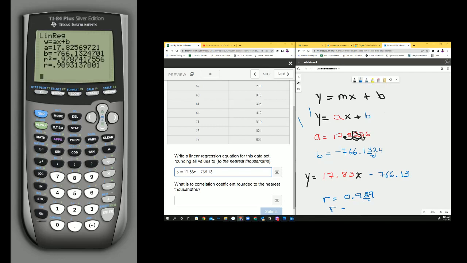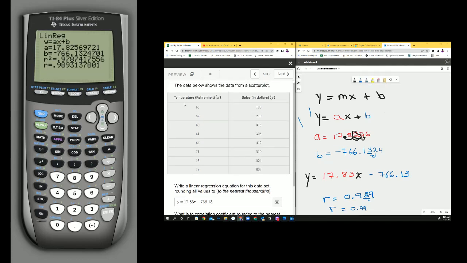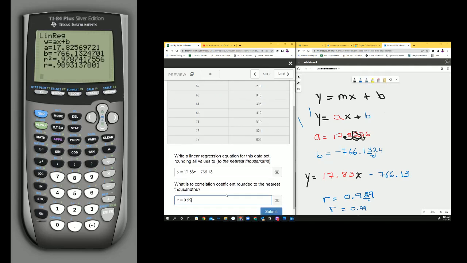We're going to have r equals 0.99. So our r is equal to 0.99. And if you guys remember, that means that there is a strong correlation coefficient. There's a strong correlation between the temperature in Fahrenheit and sales in dollars, since it's really, really close to 1.